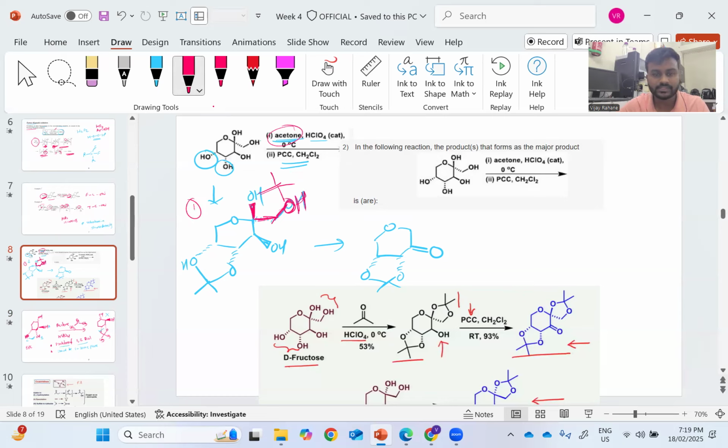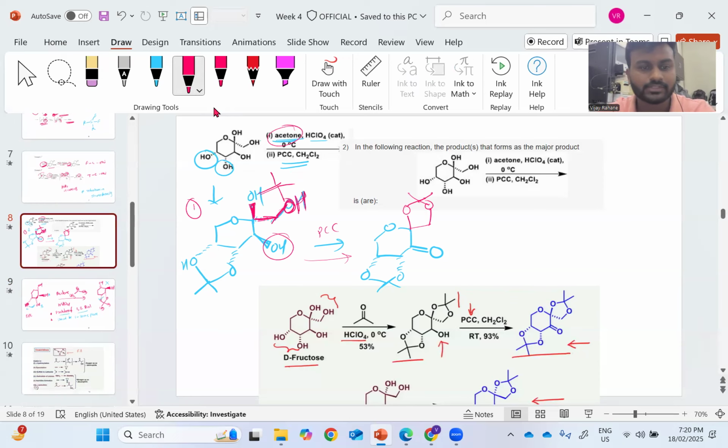The second step is with the PCC. With the PCC, the oxidation of these hydroxy groups occurs. So this is the product in this reaction. You can easily select the correct product among these.